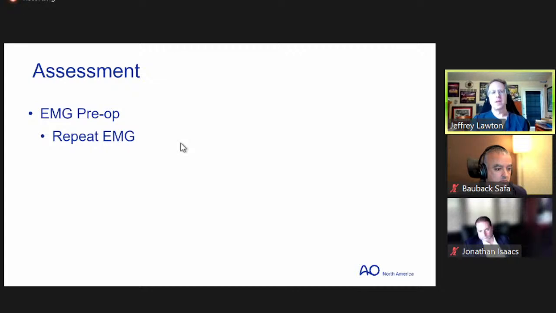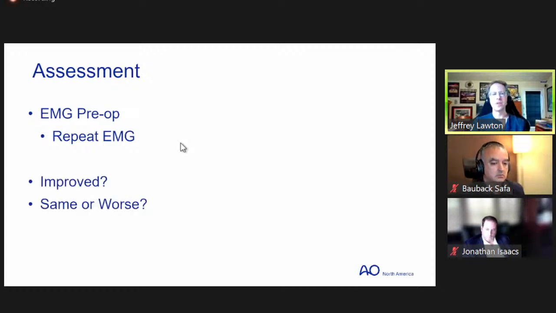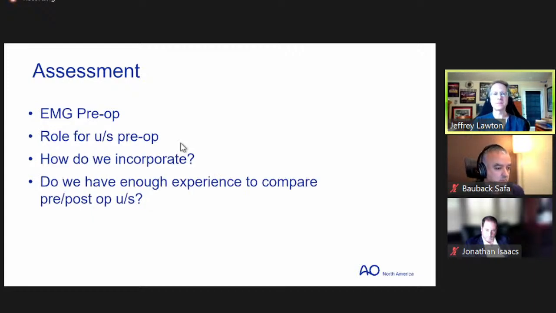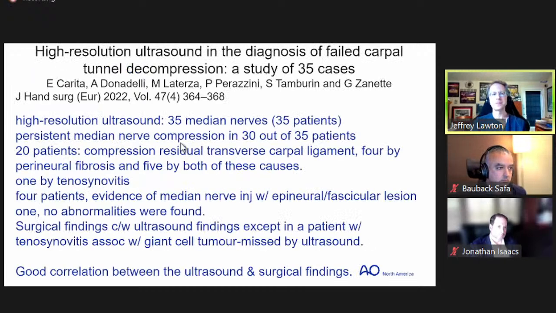Again, as part of your assessment, if they had an EMG pre-op, it's nice to have access to that. Perhaps if they're far enough out from their failed surgery, did they get a repeat EMG? Be able to compare those. Is it improved? Is it the same? Or is it worse? One of the things that's sort of newer on the horizon is the role for ultrasound pre-op, and how do we incorporate this in terms of now, if we don't have an EMG pre-op but an ultrasound pre-op, do we have enough experience to compare a pre-op and a post-op ultrasound in the setting of a failed carpal tunnel release?